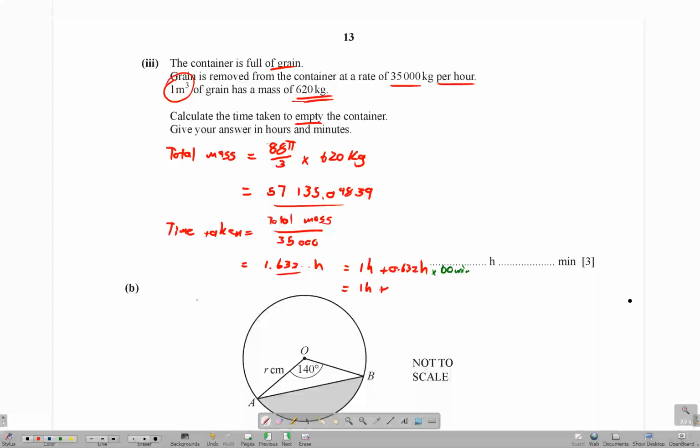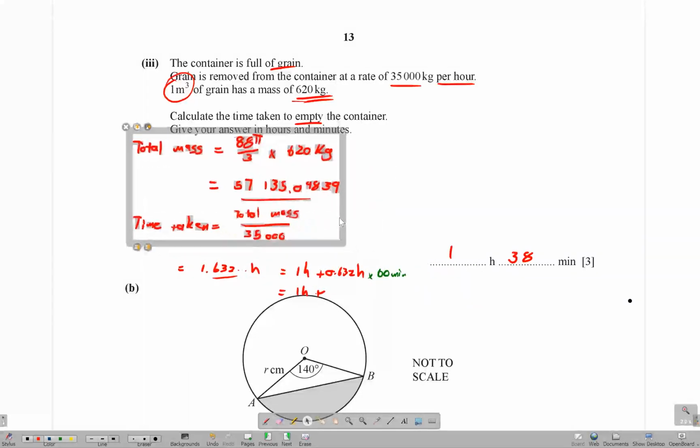So this is 37.9458 minutes, okay? But they just want the minutes, so I'm going to round to the nearest minute. So this is technically speaking 38 minutes. So it's 1 hour and 38 minutes, okay? Cool stuff. Let me just move this up a little bit. And that's it for this question.